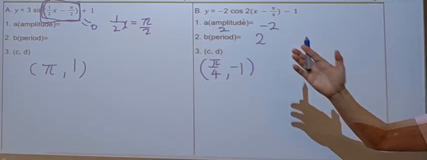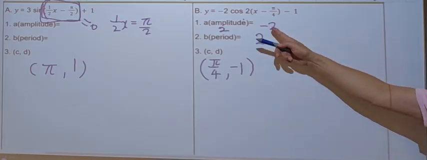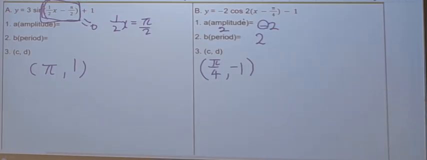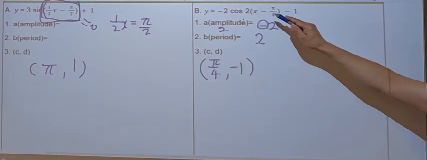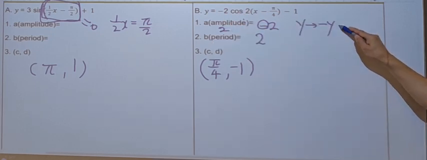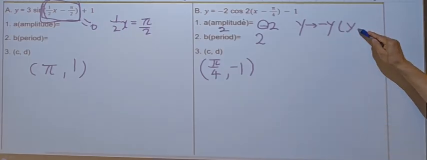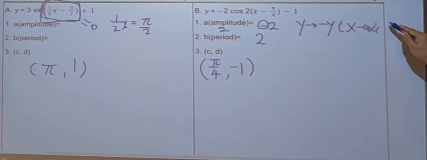And when A is negative, the amplitude itself is 2. Amplitude is 2 because amplitude is height, so it cannot be negative. But what does the negative do? This negative is outside, that's y. Y becomes negative y, which is an x-axis reflection, right? X-axis reflection.